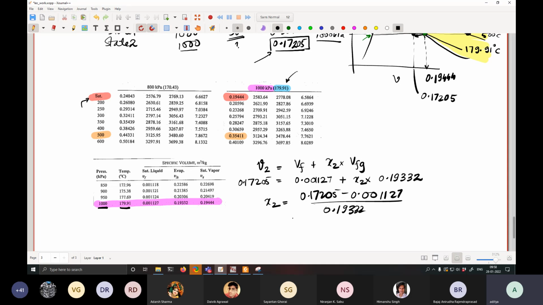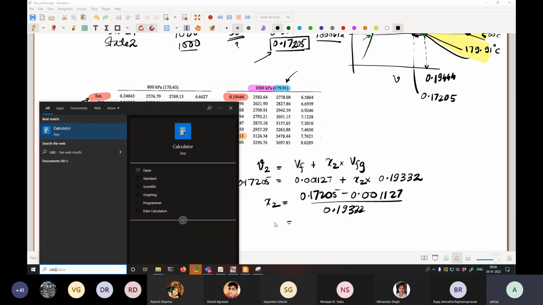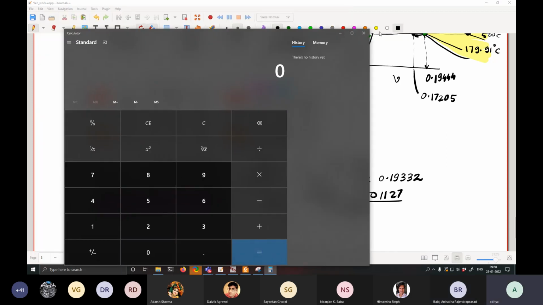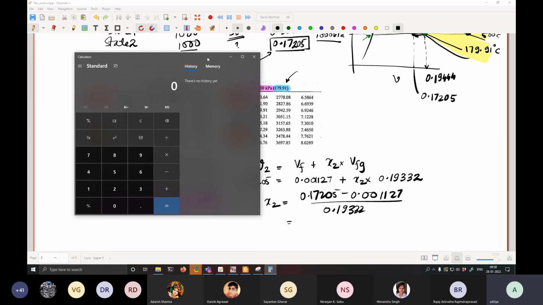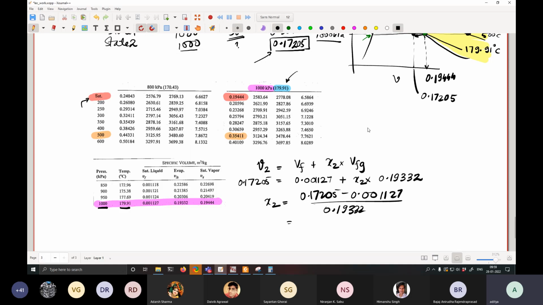So who has a calculator handy? So 0.8841. Well, the book doesn't even tell the answer, so let's do it. So what is it? 0.17205 minus 0.001127, divided by 0.19332. So 0.8841. So this comes out to be 0.8841.